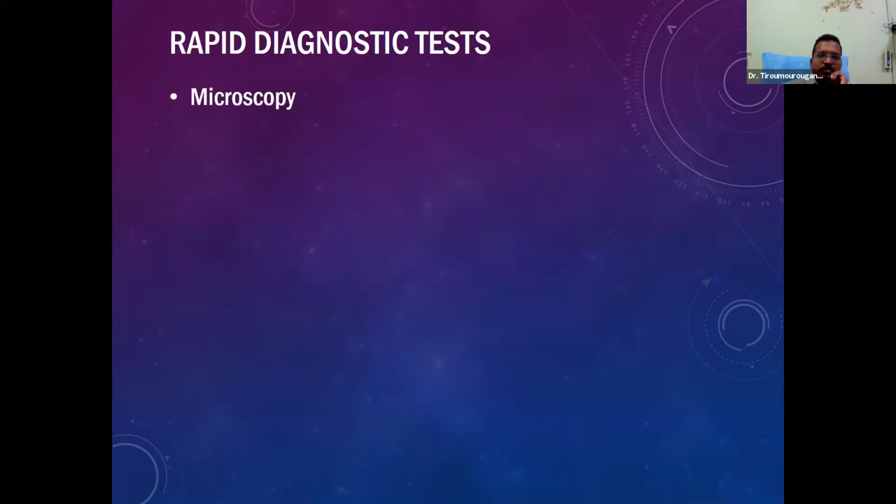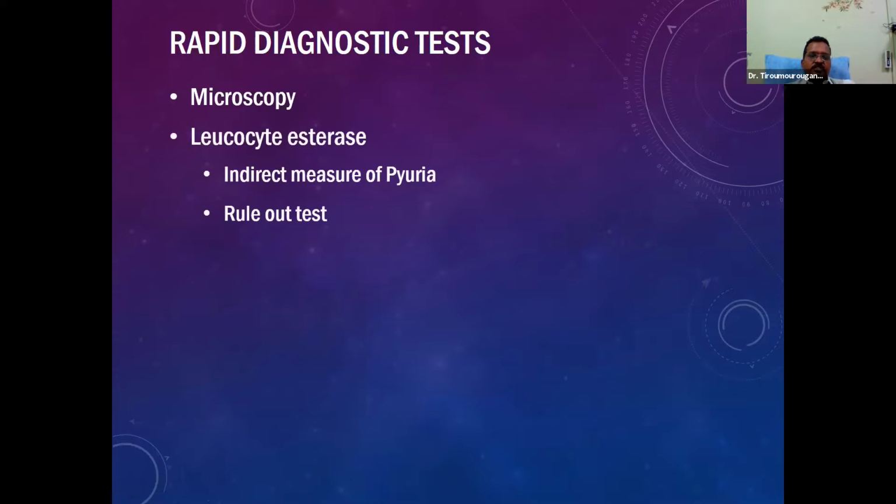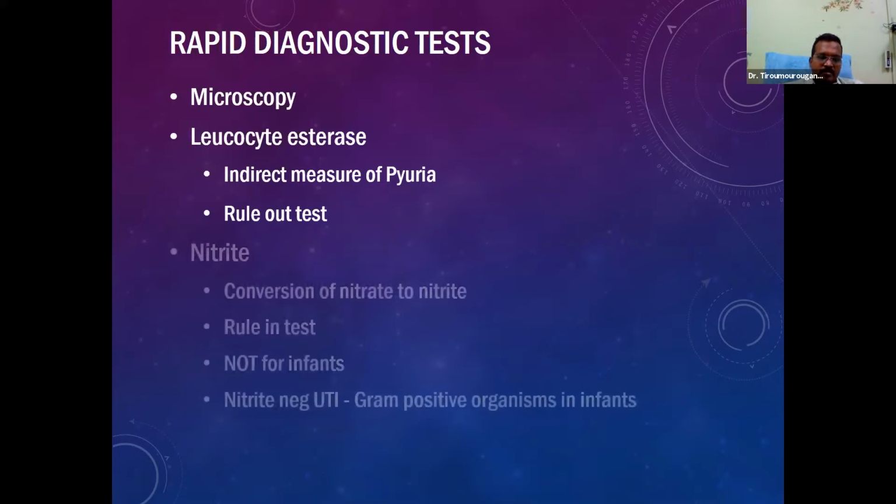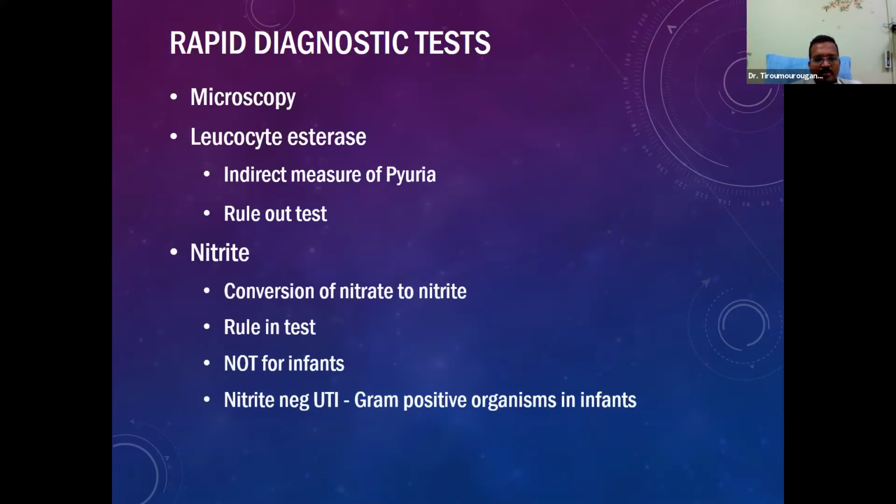So microscopy technically is not a rapid diagnostic test, because again we need the lab, we need a microscope, and so it's not a very useful test. The leukocyte esterase test is one of those tests which can come with a dipstick. It is an indirect measure of pyuria, and it's more a rule out test than a rule in test. What about the third option, which is nitrite? Basically, we look for the conversion of nitrate to nitrite.